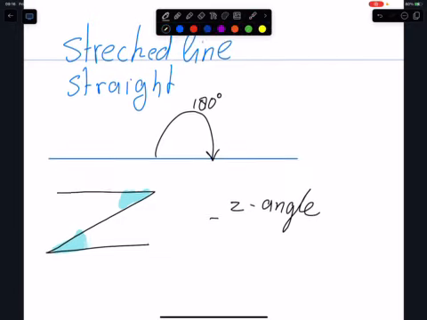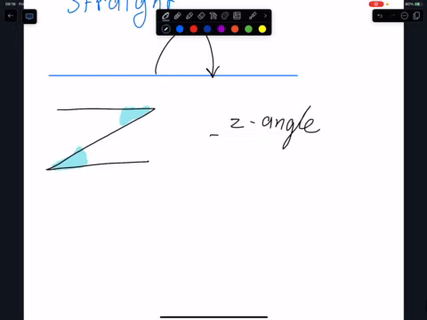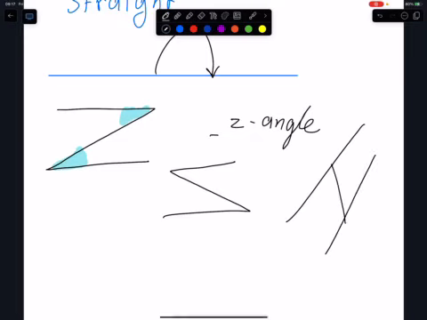Now, the Z has different ways that you can see a Z. A Z can also be like that. A Z can also be like this. Oh, wait. If you look closely, this is the Z. So it doesn't actually have to be an actual Z. You have to see the shape within the shape. And these are the types of exercises you're going to get.